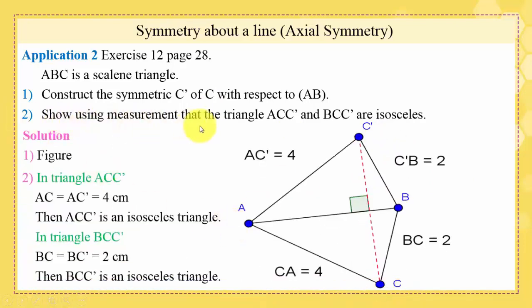Part 2: show using measurement that the triangles ACC prime and BCC prime are isosceles. We measure AC prime and AC, they equal 4 centimeters. Then ACC prime is an isosceles triangle. And also we measure C prime B and BC, they are equal to 2 centimeters. Then BCC prime is an isosceles triangle.